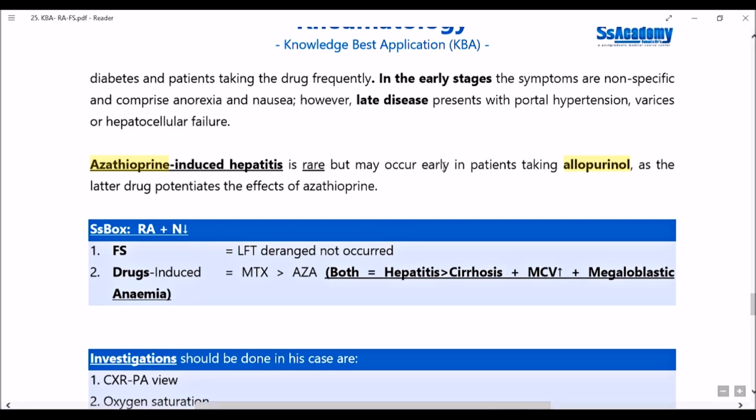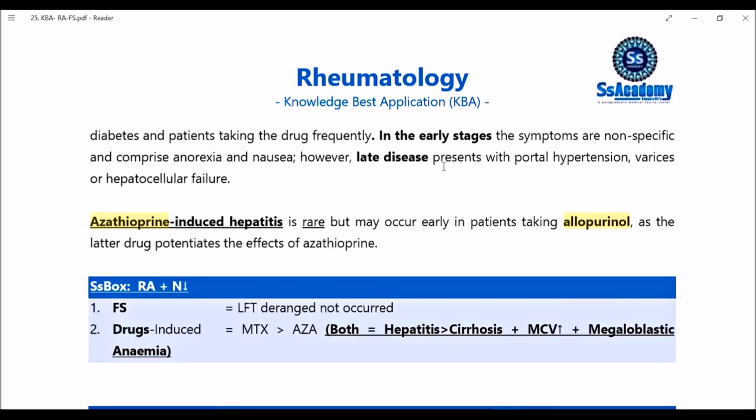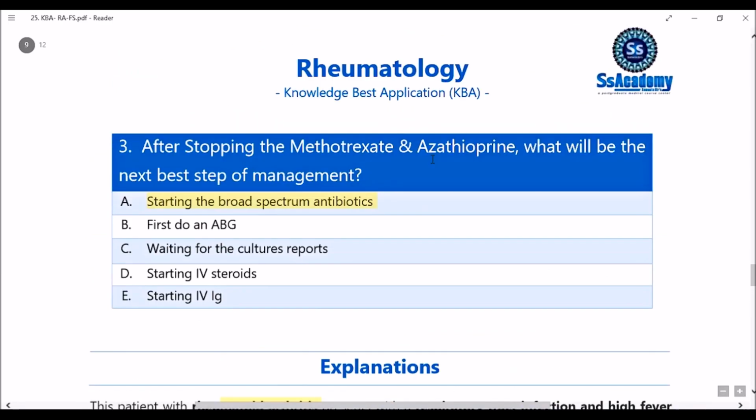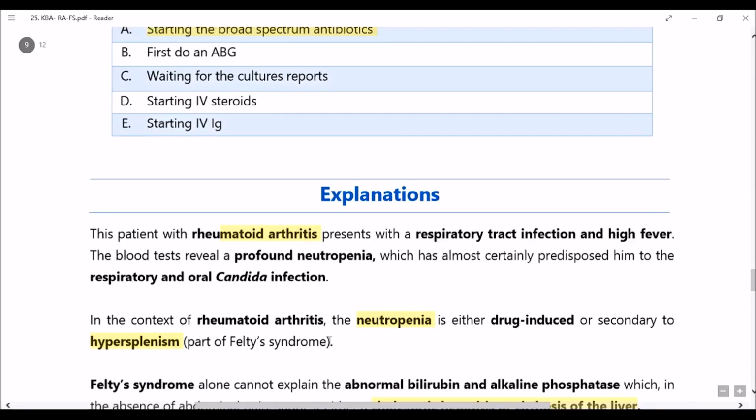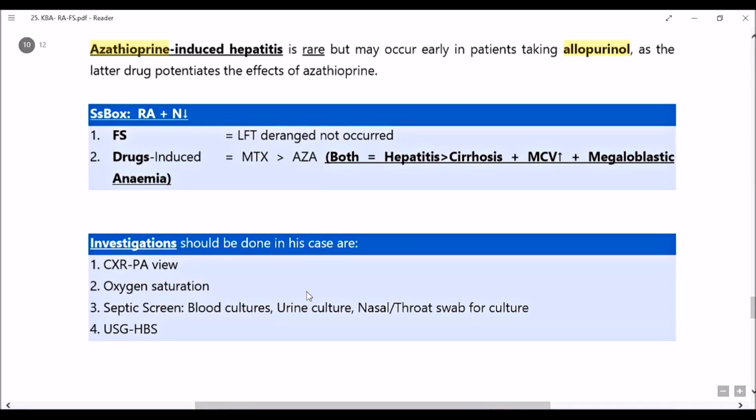So among the causes, methotrexate (MTX), azathioprine, and third is Felty syndrome. Top of the list is methotrexate-induced neutropenia, leading to septicemia and respiratory tract infection. So that is the most likely diagnosis here after having such an explanation. Let's talk about rheumatoid arthritis neutropenia. The first is Felty syndrome, where LFTs usually do not become abnormal, meaning hepatitis does not occur. But drug-induced MTX and azathioprine can produce hepatitis, raised MCV, and also megaloblastic anemia. Both can produce these.